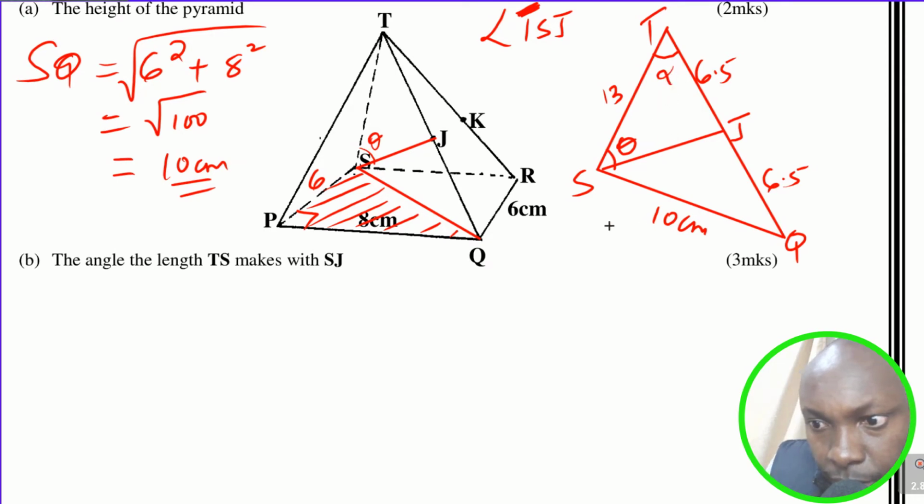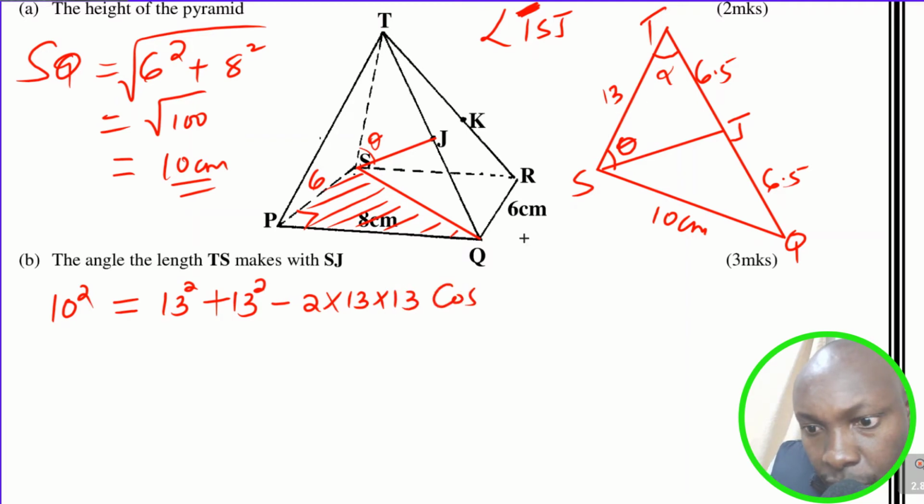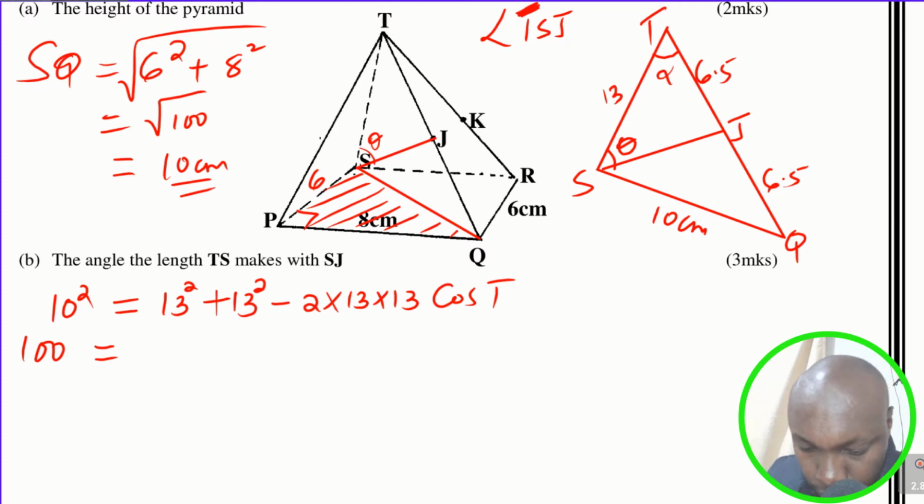So the cosine rule will be, we want to get this angle. The side that is opposite angle T is 10 centimeters, that is SQ. So this will be given by the length SQ, which is 10 squared, equals TS squared plus TQ squared, which is also 13 squared, but subtract 2 multiplied by 13 multiplied by 13 multiplied by the cosine of angle T. This is the cosine rule from that triangle TSQ. The intention is to get angle T. So this will give 100 equals 169 plus, using the calculator to do this faster, 169 plus 169, this one will give 338.